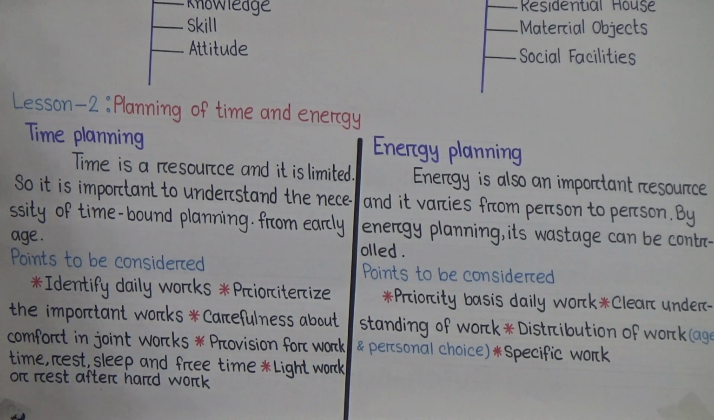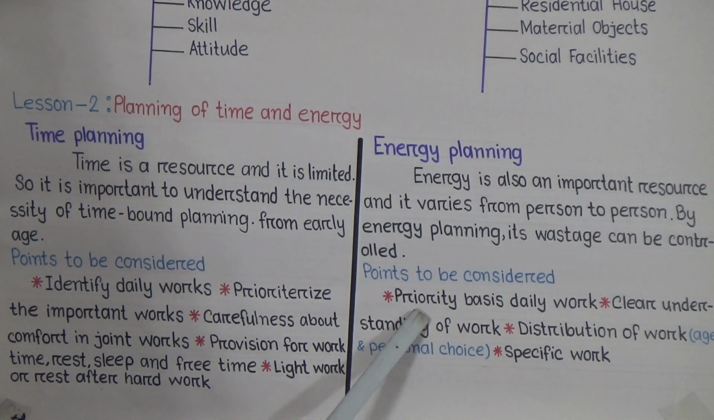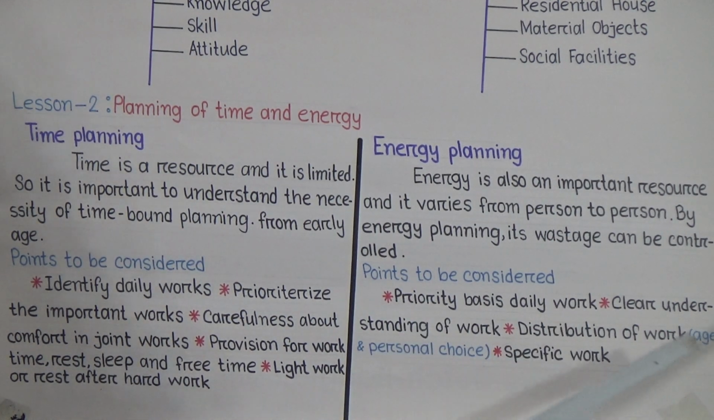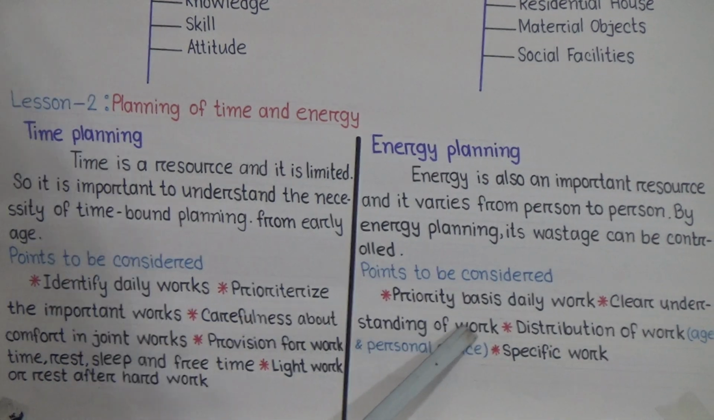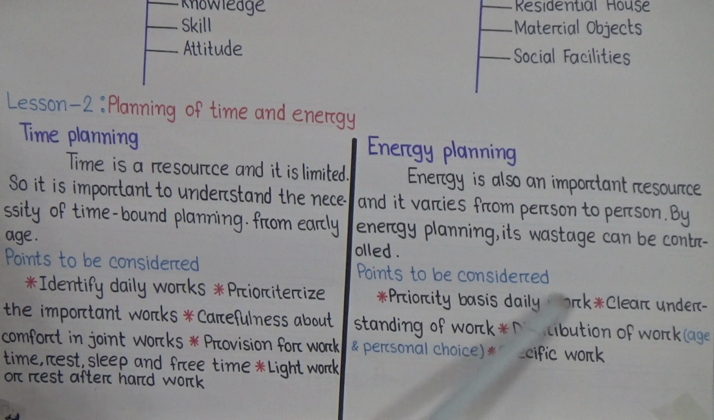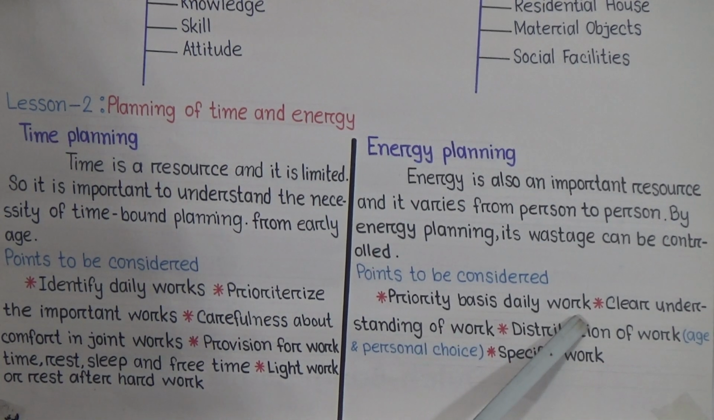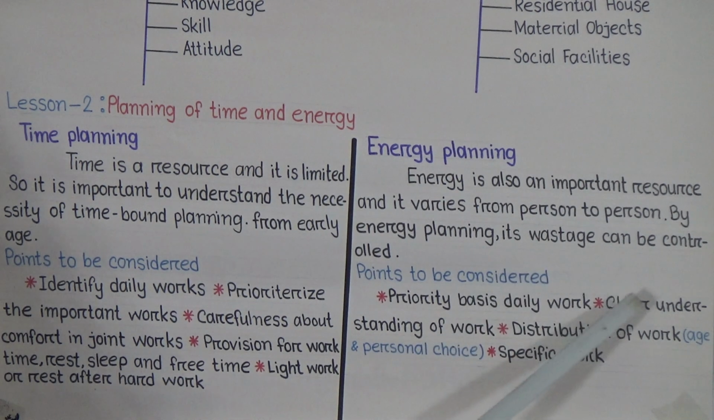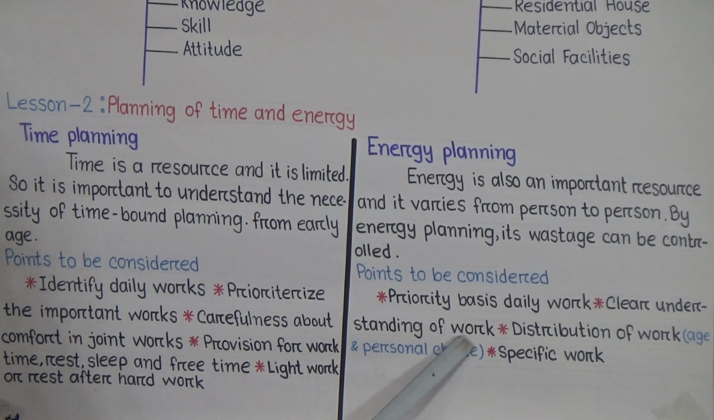And now, how can we save our energy in any work? For that, we have to think about our daily works and we have to ensure the priority. Priority of daily work. Then, clear understanding of work. If we are able to prioritize our daily work, then if we don't understand how and which way we have to do the work, we will not be successful. So we have to understand the depth of the work. Then we have to start doing the work.